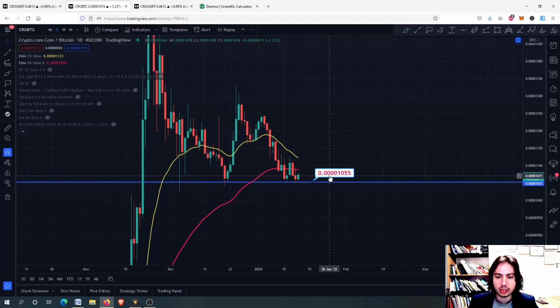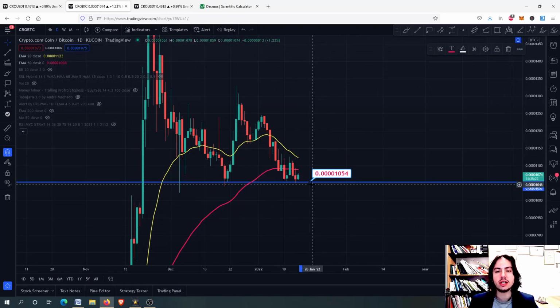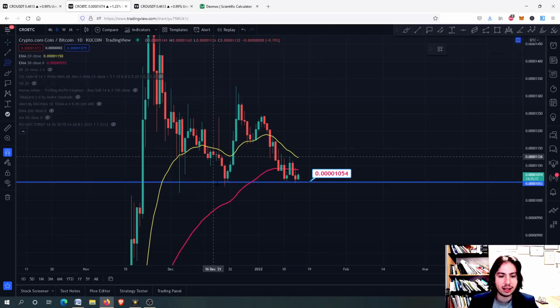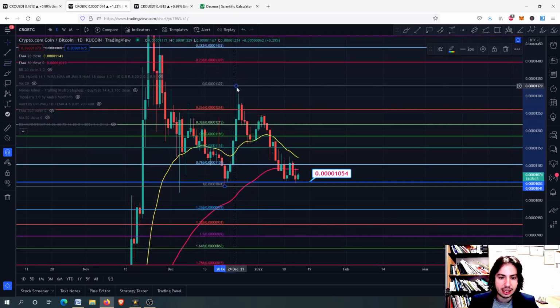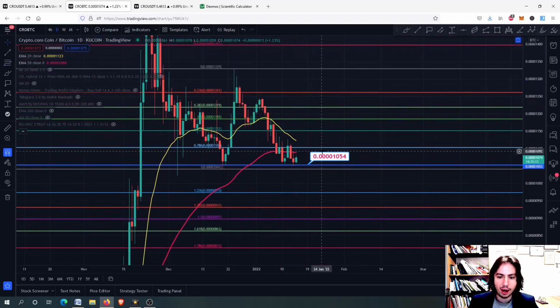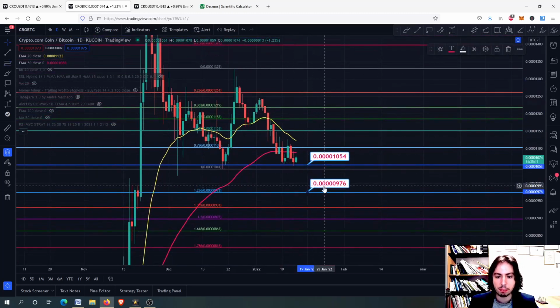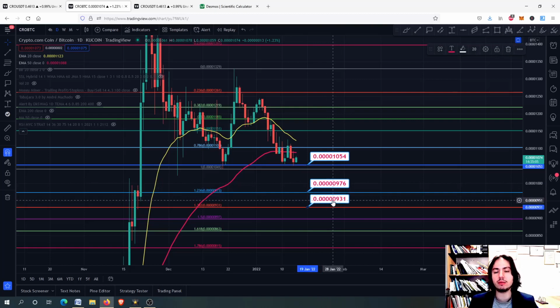Around this area, 0.401055. If we go down and break down, then we will go to the next target, which will be the support levels around this area right here, the 0.4050, 976 and the 0.50931. If we go down there, then of course the CRO against USDT chart will be going down.